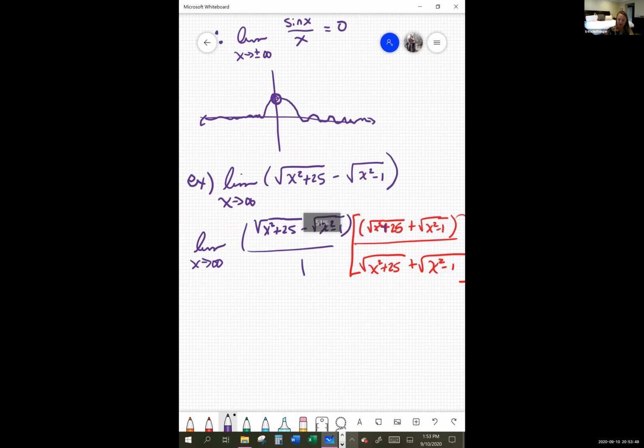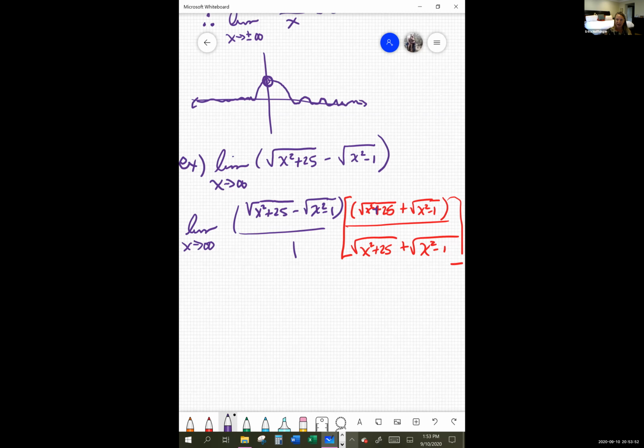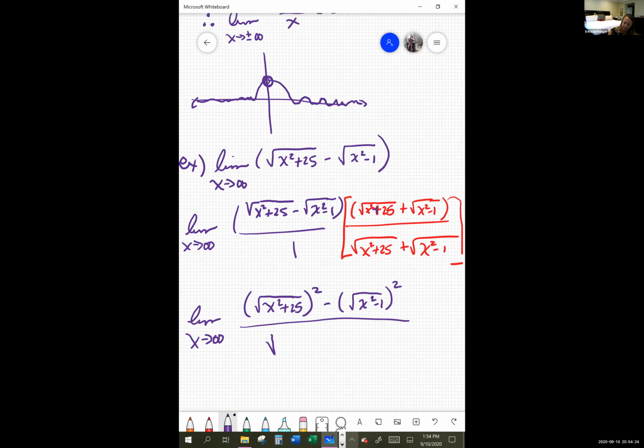Okay, so when we're multiplying by the conjugate of the radicals, think of this as a minus b times a plus b, which is a difference of squares, a squared minus b squared. Let's do it that way instead of FOILing out and then canceling out middle terms. So this is the same thing as x squared plus 25, that quantity squared, minus x squared minus 1, that quantity squared, all over, and I'm not going to manipulate this, I'm just going to leave it as the square root of x squared plus 25 plus the square root of x squared minus 1.